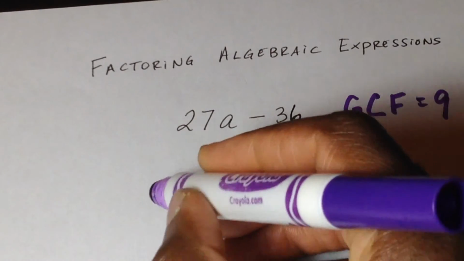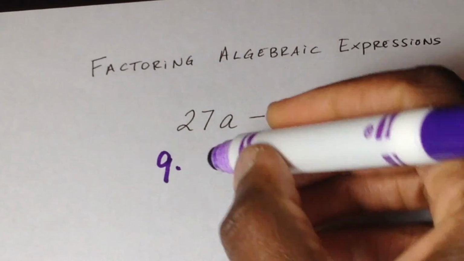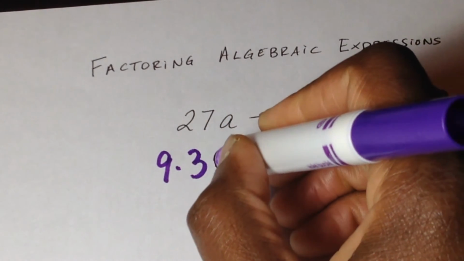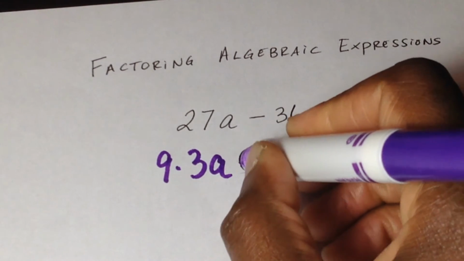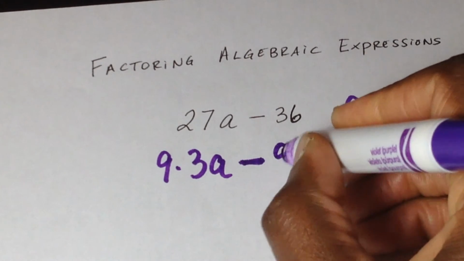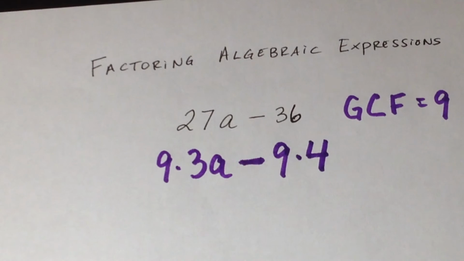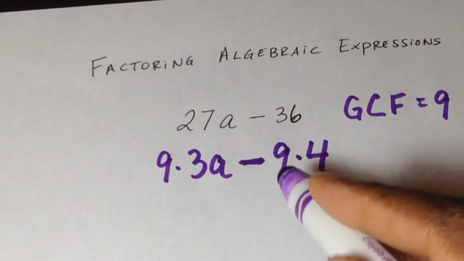So that means if I use 9, it's going to be 9 times 3 gives me 27. So it will be 9 times 3a. And we have a minus, so we begin, big minus sign. And 9 times 4 is what makes 36. So I have 9 times 3a minus 9 times 4.